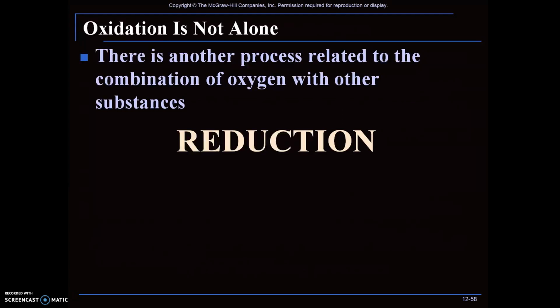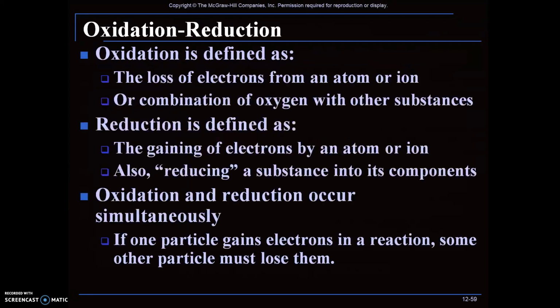Oxidation is not alone. There is another process related to the combination of oxygen with other substances, that is reduction. Oxidation is defined as the loss of electrons from an atom or an ion, or combination of oxygen with other substances. Reduction is defined as gaining of an electron by an atom or an ion, also reducing the substance into its components. Oxidation and reduction occur simultaneously.